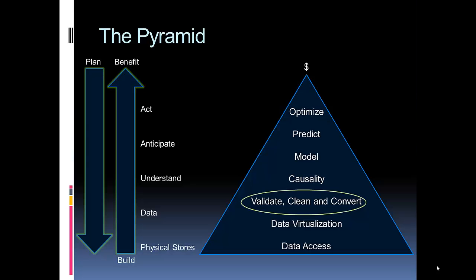Once again, going back to our pyramid that we saw in the first video, we are at the validate, clean, and convert level as we're building our solution from physical data stores up through data access and cleaning and converting it, moving on upwards to causality, modeling, prediction, optimization, so that we understand, anticipate, and can take actions to achieve a business benefit.